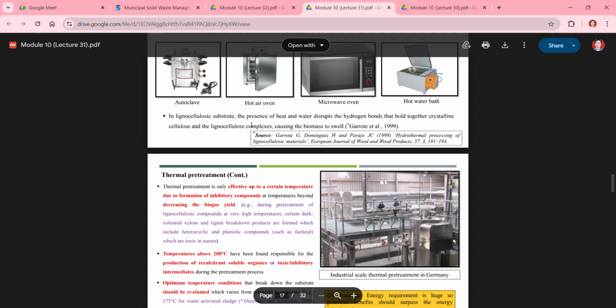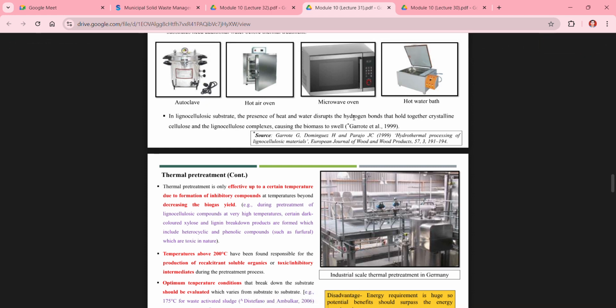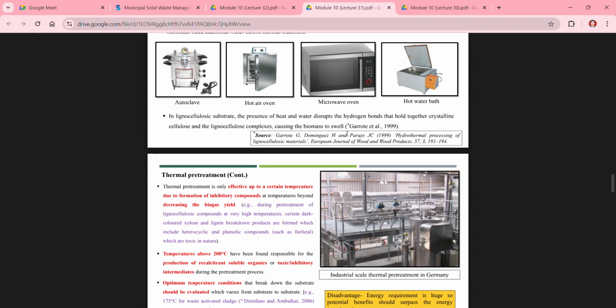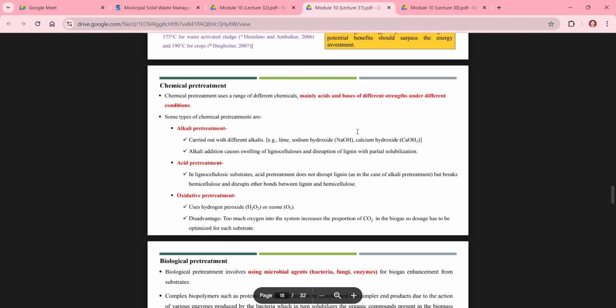In lignocellulosic substrate, the presence of heat and water disrupt the hydrogen bonds that hold together crystalline cellulose and the lignocellulosic complexes, causing the biomass to swell. And during this swelling process, what will happen? The pores will generate on the surface of that substrate, which will help the enzymes, which will help the microbes to attack on that biomass during the anaerobic digestion process.